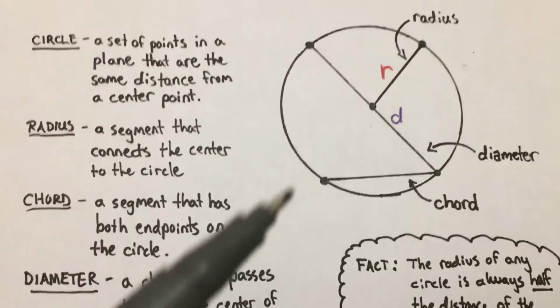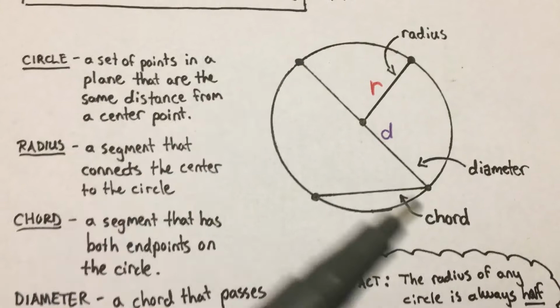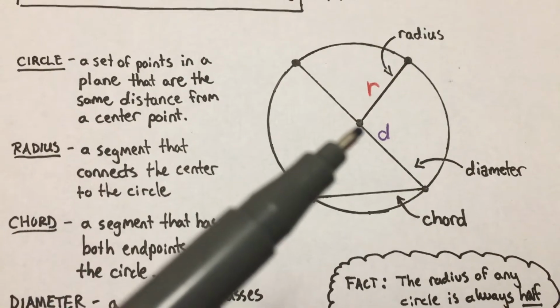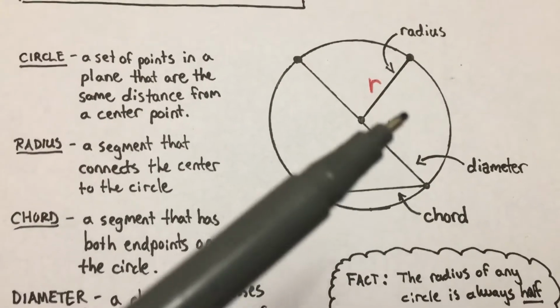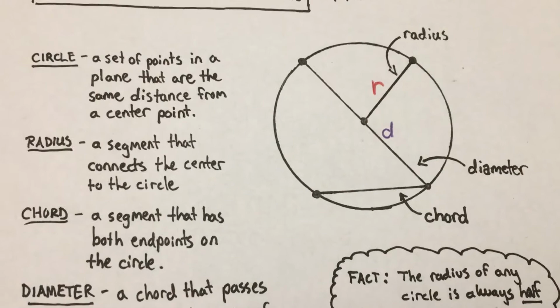a circle. So you'll notice that this line segment right here has both endpoints on the outside of the circle, but it passes through the center point, and that is called our diameter. And we typically use the variable d to represent that line segment length.